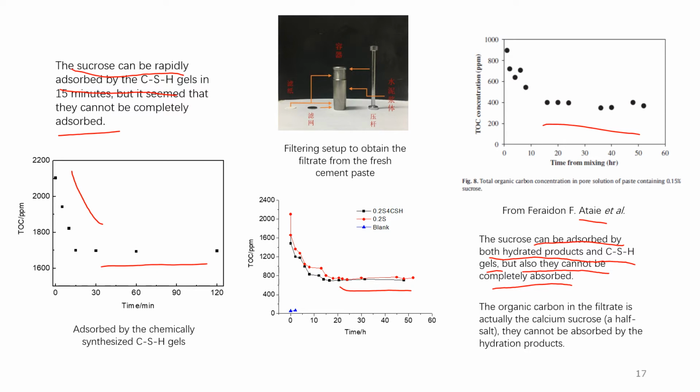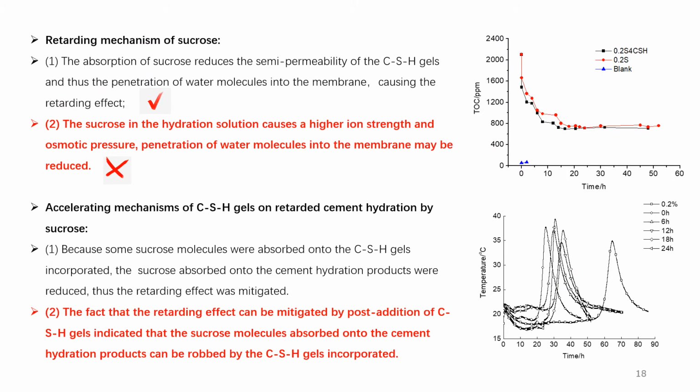They have similar results. So here, the organic carbon in the filtrate is actually the calcium sucrose. It's a kind of half salt, and it cannot be absorbed by the hydration products. So according to these testing results, we can discuss the retarding mechanism of sucrose.